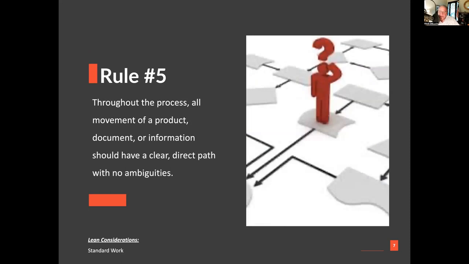This comes out of my friend Steve Spear's article, Decoding the DNA of the Toyota Production System, written with Kent Bowen. Steve Spear is a friend, and I collaborate with him on some of his coursework and his books. He wrote this unbelievable article that we still use today. One of the four rules he talked about is that all product, document, information, whatever it is, should have a clear and direct path with no ambiguities. We know exactly where that product or that information goes next.